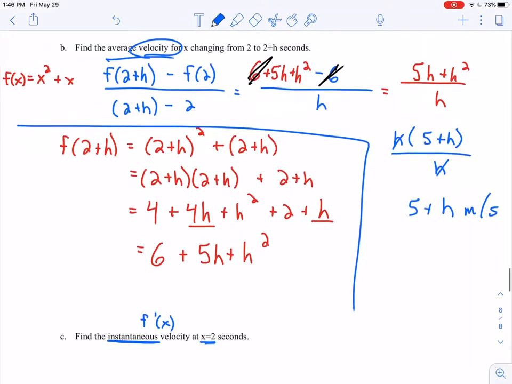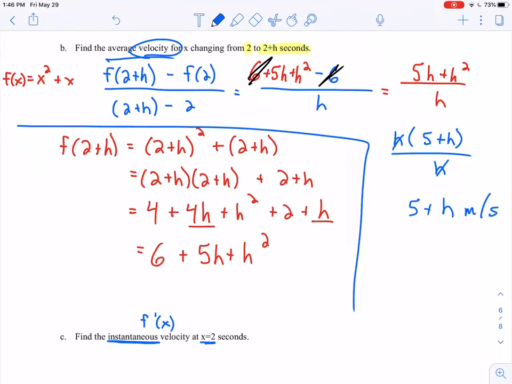And actually, if you look at this work, we've actually done quite a bit of it here. We've actually found up here, we started this process. We said, okay, I want to find the average velocity from 2 to 2 plus h seconds. Think about what does the derivative do? Well, the derivative takes this number, this h, and it makes it smaller and smaller and smaller.